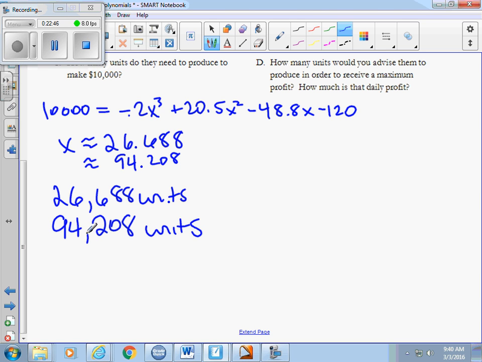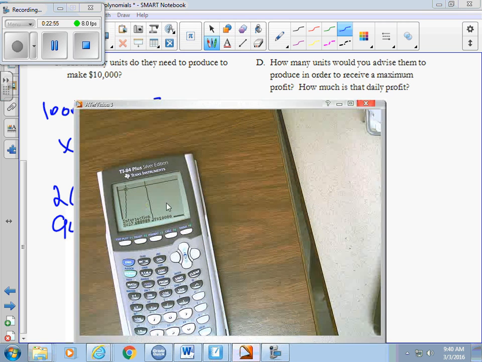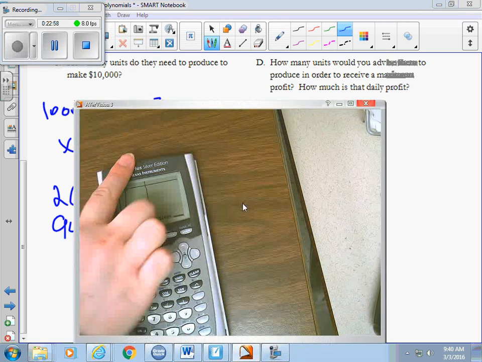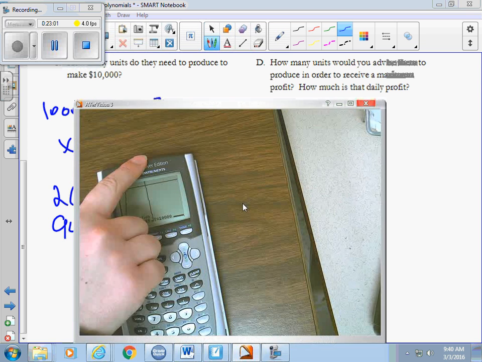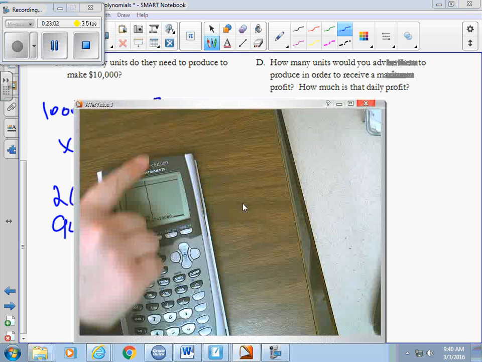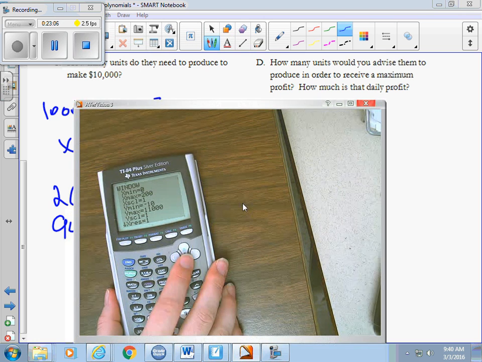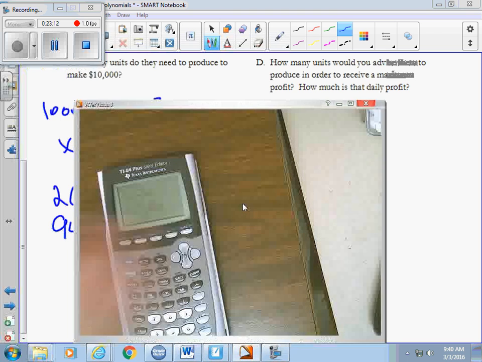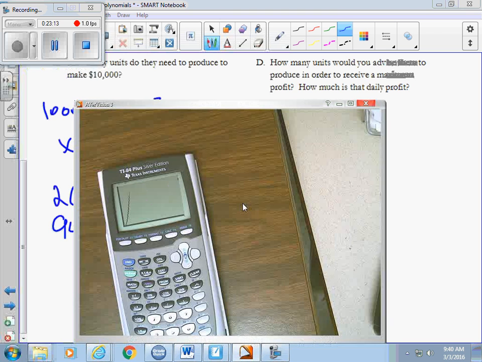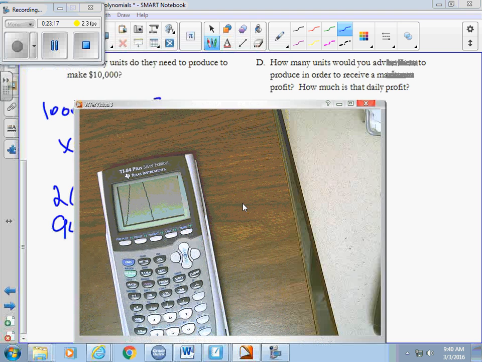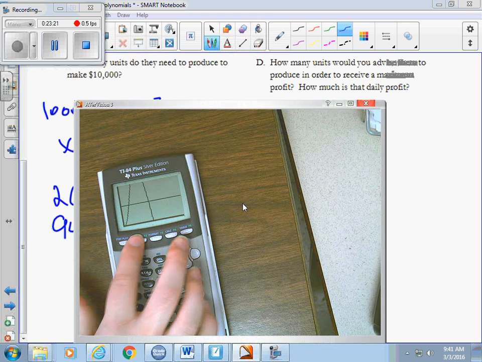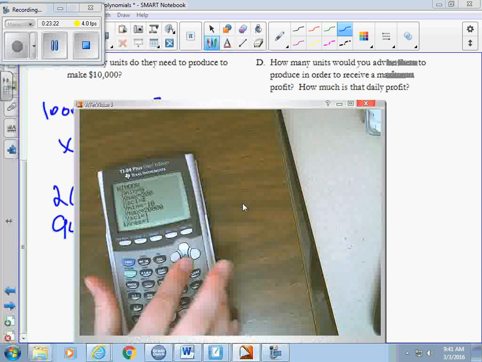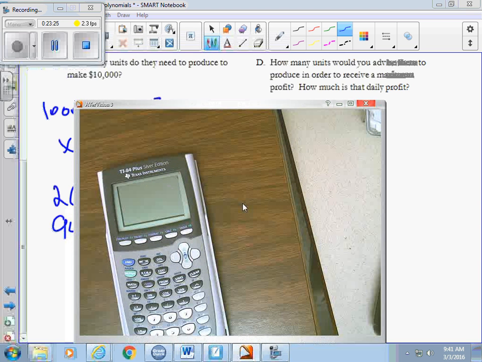How many units would you advise them to produce in order to receive a maximum profit? And how much is that daily profit? Well, would you agree it's up here somewhere? Way up there somewhere? So let's go move our window. 11,000 is no longer big enough. I'm going to try 20,000. I don't know if that'll work or not. Big enough? Not yet. 50,000. I need to see that top point.